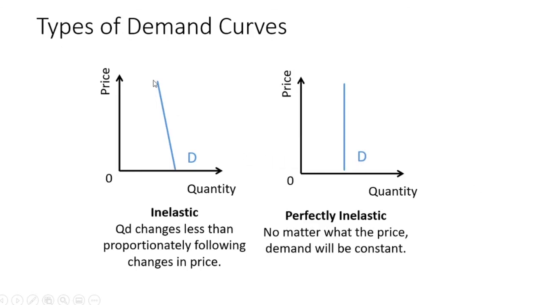You can then also have ones that are inelastic, with a very steep line, which looks like an I. And then if something is perfectly inelastic, it just means that it's perfectly straight up and down. No matter what the price, the demand will be constant. If you charge a higher price, you're not going to lose any of your customers.